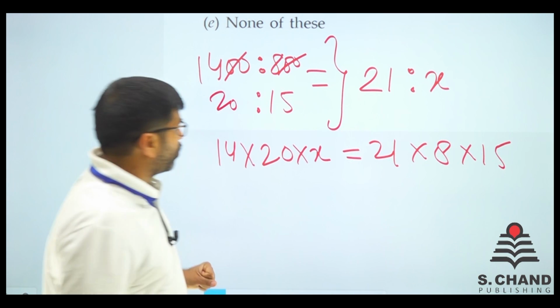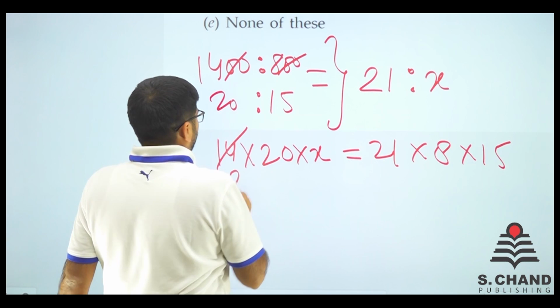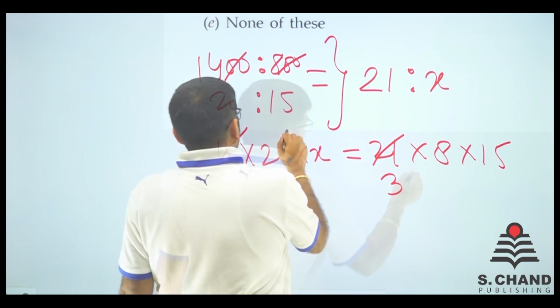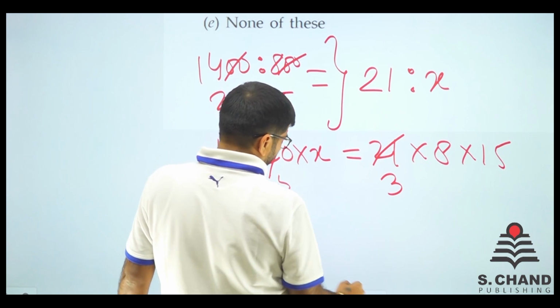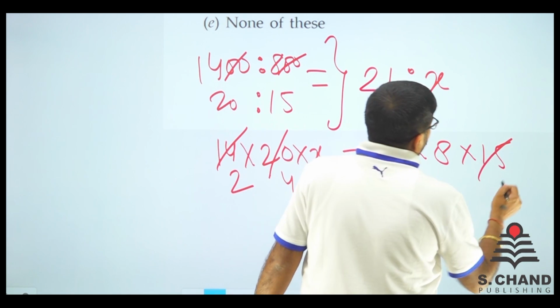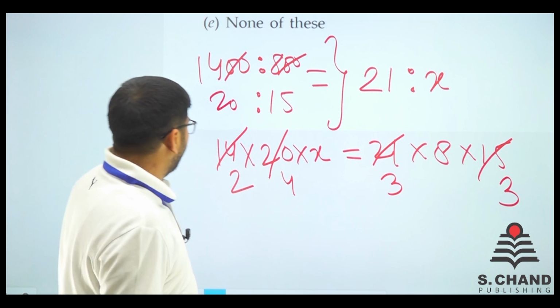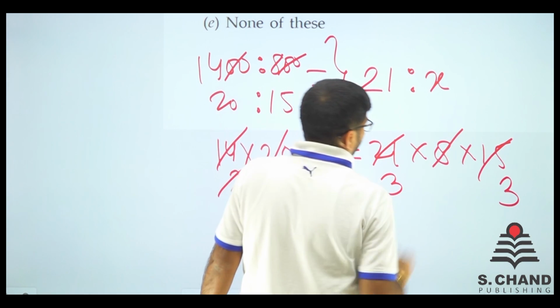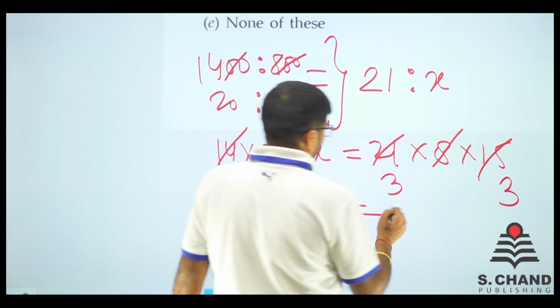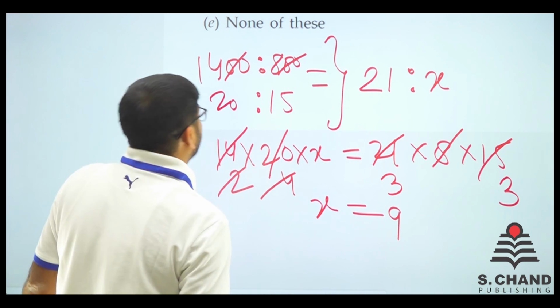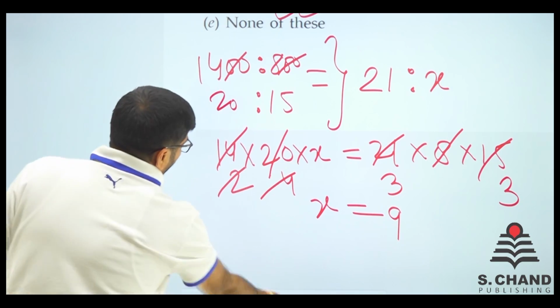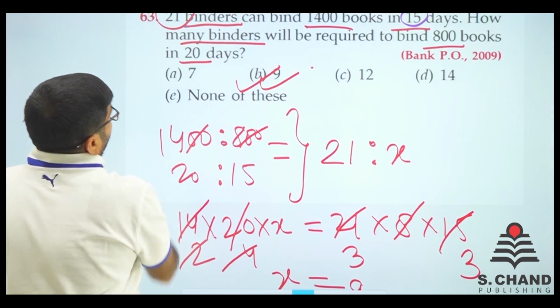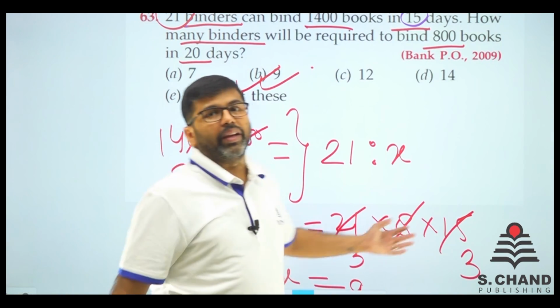Let's see, इनमें से कुछ cancel होएगा शायद. It is 2 times, it is 3 times. This is 4 times, and this is 3 times. Anything else? 4 into 2 is 8. So x is equal to 9. Do we have 9 as option? I can see from here, it is one of the options. So 9 binders are required to bind the 800 books.